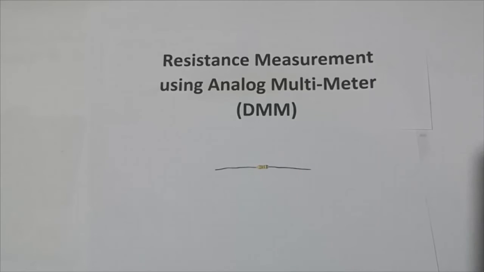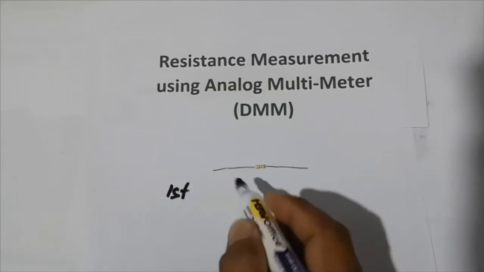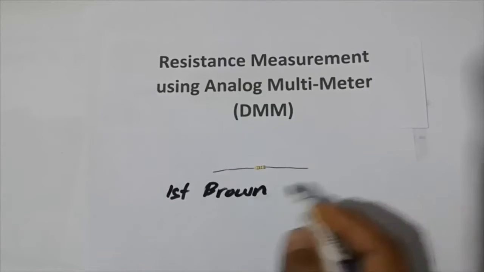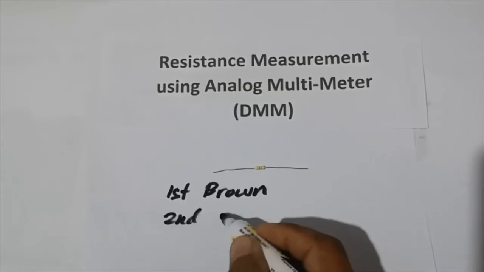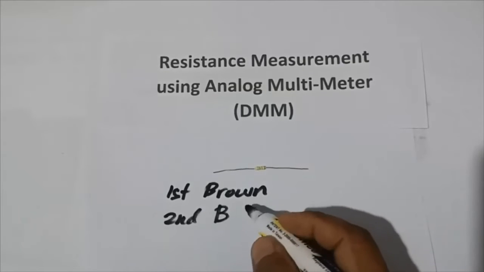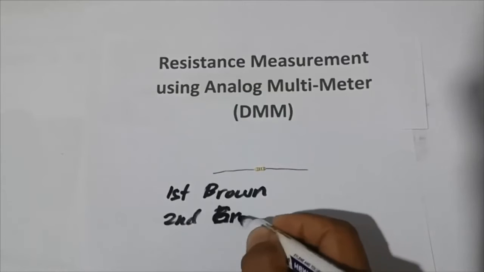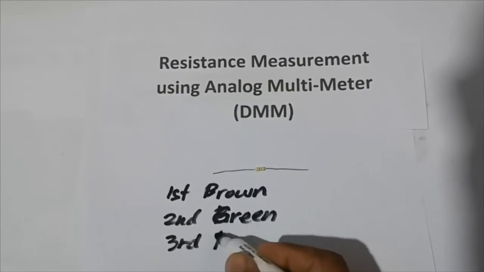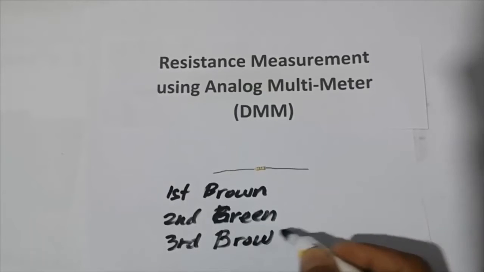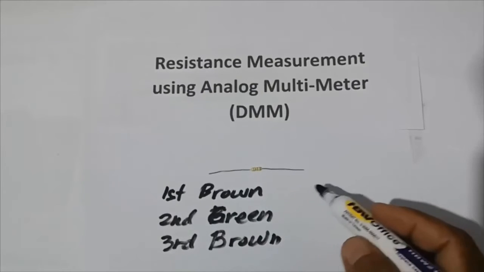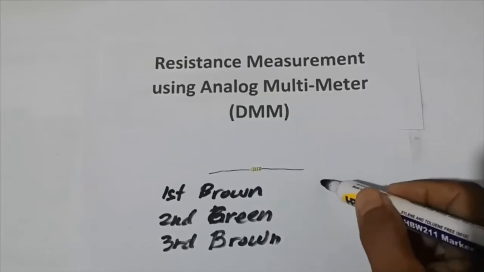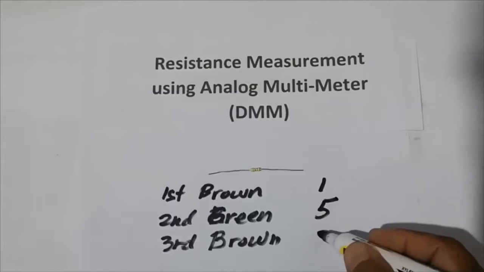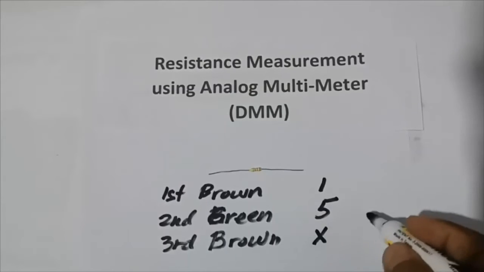So the first color band is brown. The second is green. And the third is brown. Brown is equivalent to 1. Then green is equivalent to 5. And the third color is the multiplier, which is brown, which is equivalent to times 10. The fourth band is gold, which is equivalent to plus minus 5%.